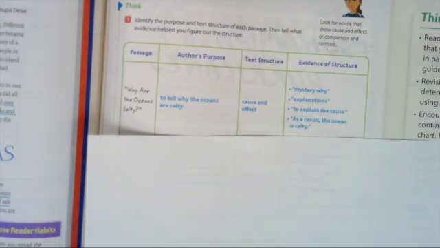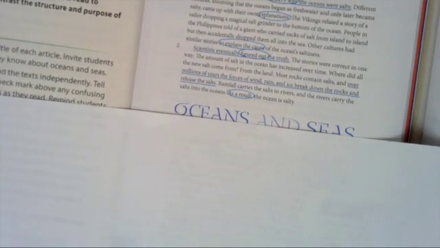All right, now we're going to read Oceans and Seas. We're going to use our same strategy of underlining what it's about and circling key words or phrases that let us know what the text structure is.